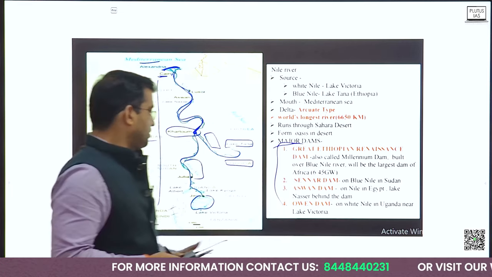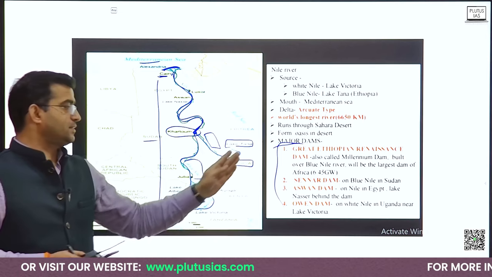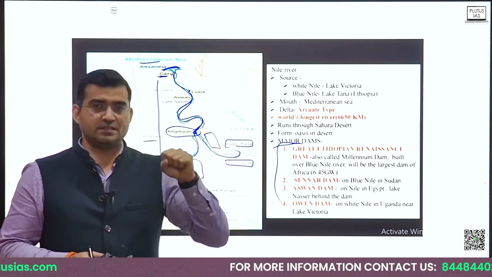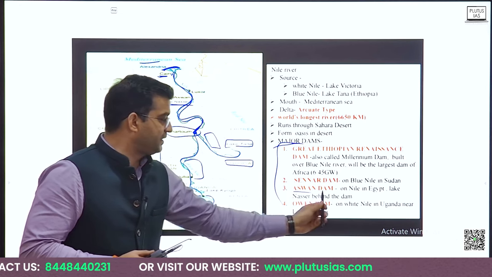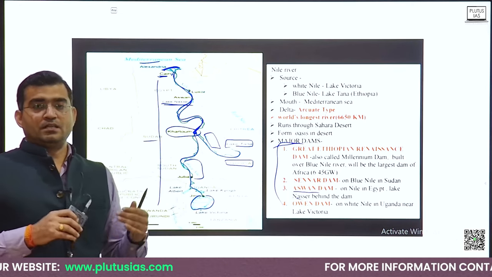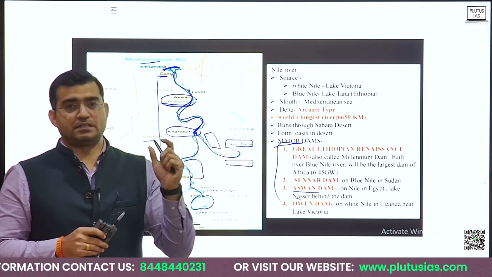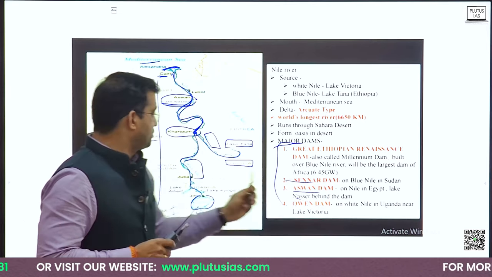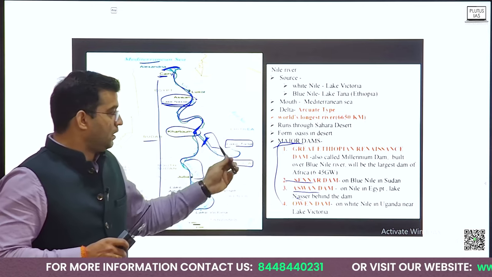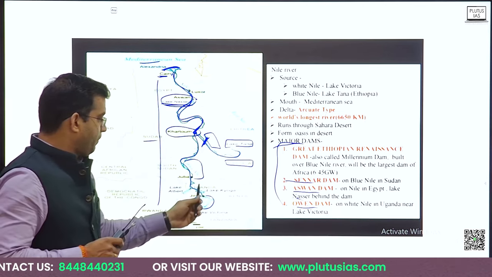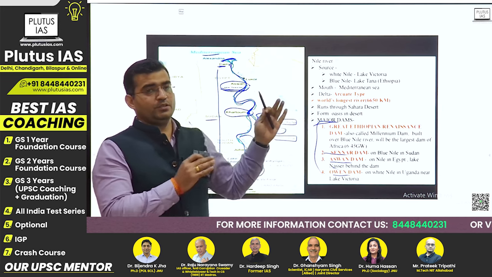Now, as far as dams are concerned, to harness the potential of this river, several countries have constructed dams over it. Like in Egypt, it is the Aswan Dam and Lake Nasser. So Egypt began construction of a dam over this river, and you can even identify this on the atlas. Again, here Sennar Dam. Sennar Dam was created by Sudan on the Blue Nile. Now Owen Dam has been created by Uganda on the White Nile. So this way, three earlier dams were on the Nile River.